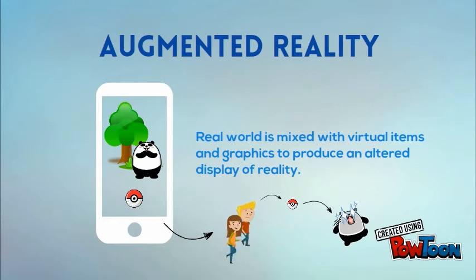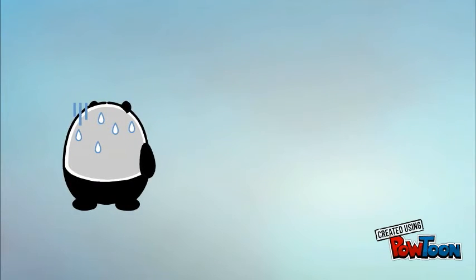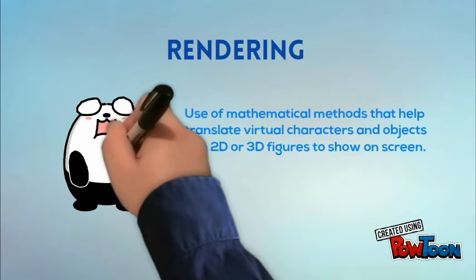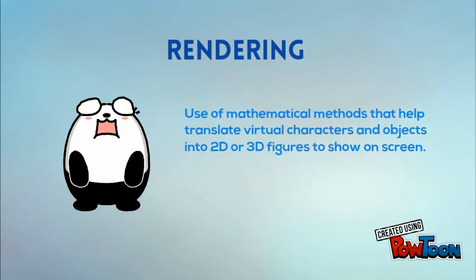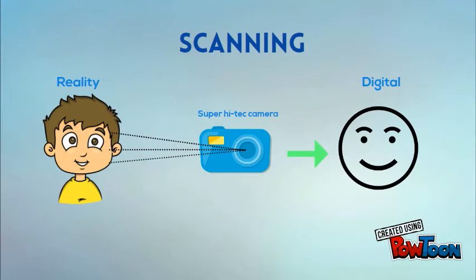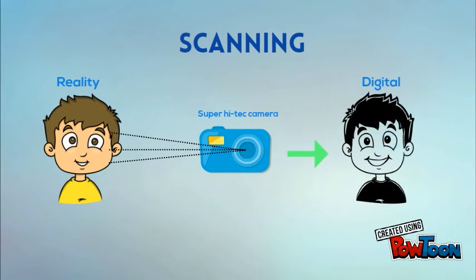virtual animals. Of course, this all wouldn't be possible without rendering, a set of mathematical methods that help translate virtual characters and objects into 2D or 3D that then show up on your screen. These models can be designed from scratch, or they can be sourced from the real world by scanning objects with high-definition cameras and rebuilding them piece by piece in a virtual universe.